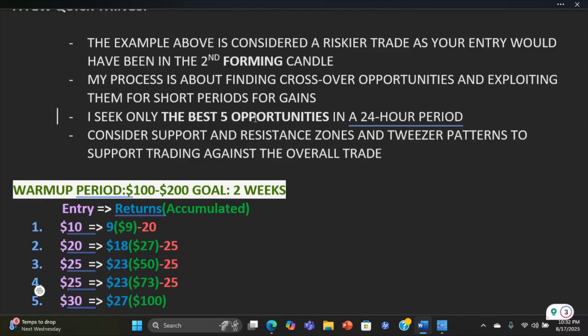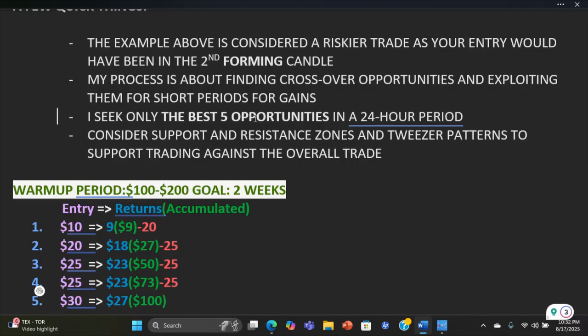Okay. On my end, I look for crossover opportunities and exploit them for short term periods of gains. Also, I ideally only try to trade 5 times. Okay, so if I get five, where I'm at now, I would stop. But if I do continue on, I'm always going to secure the profit. So if anything after that, it's more so for play, where I'm just putting in small figures and whatever.